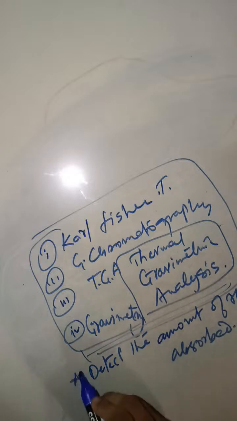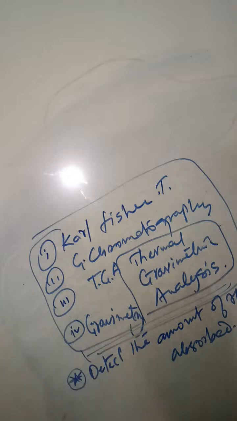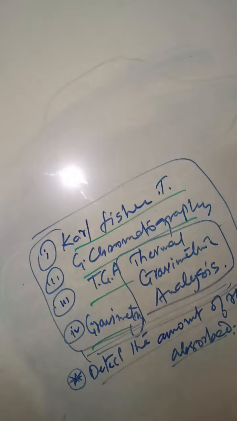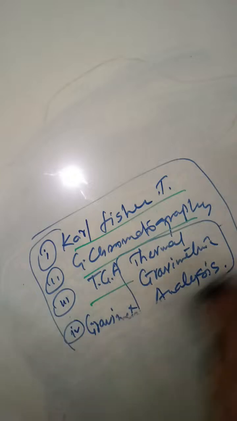So what are the detection processes for the amount of water absorbed due to hygroscopicity? 4 different types of technique. These are Carl Fischer technique, gas chromatography, thermal gravimetric analysis, and gravimetry. You have to remember them: number 1, Carl Fischer technique, number 2, gas chromatography, number 3, thermal gravimetric analysis, and number 4, gravimetry.